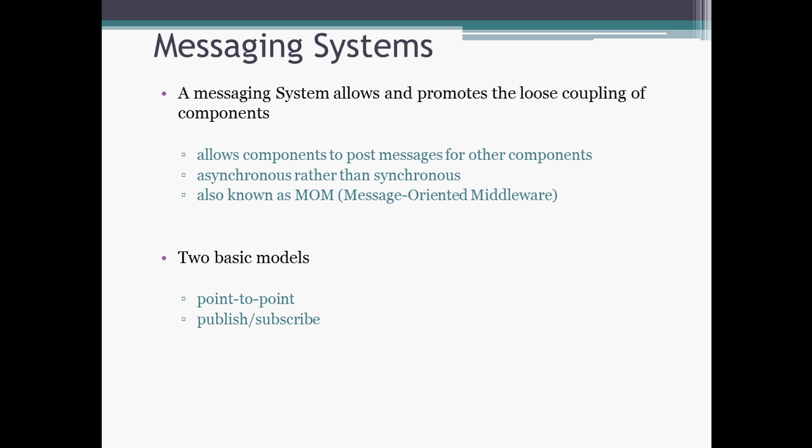Now, JMS allows a component to post messages for other components asynchronously rather than synchronously. We focus more on asynchronous because we don't know when the message will arrive. It is also known as MOM, which stands for message-oriented middleware. It has two basic models: one is point-to-point, and the second is publish and subscribe.